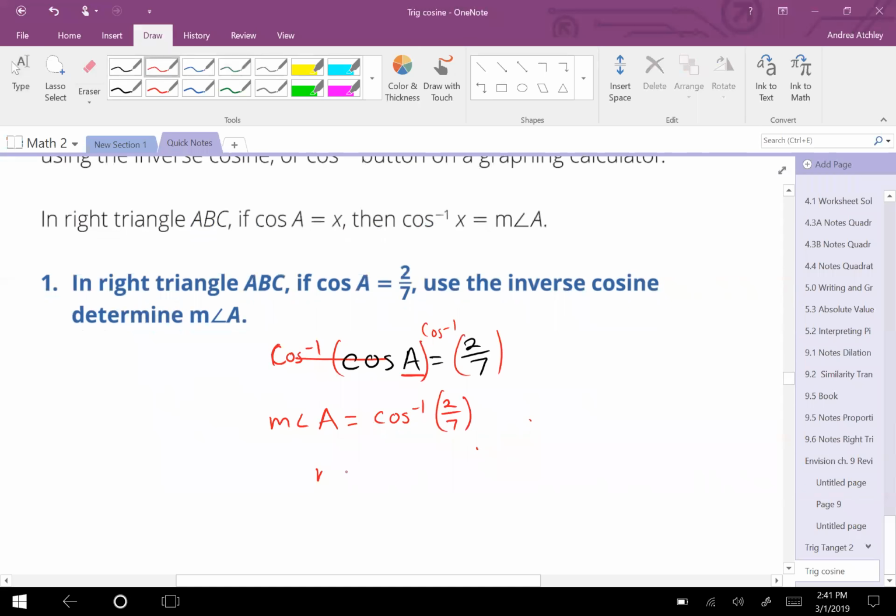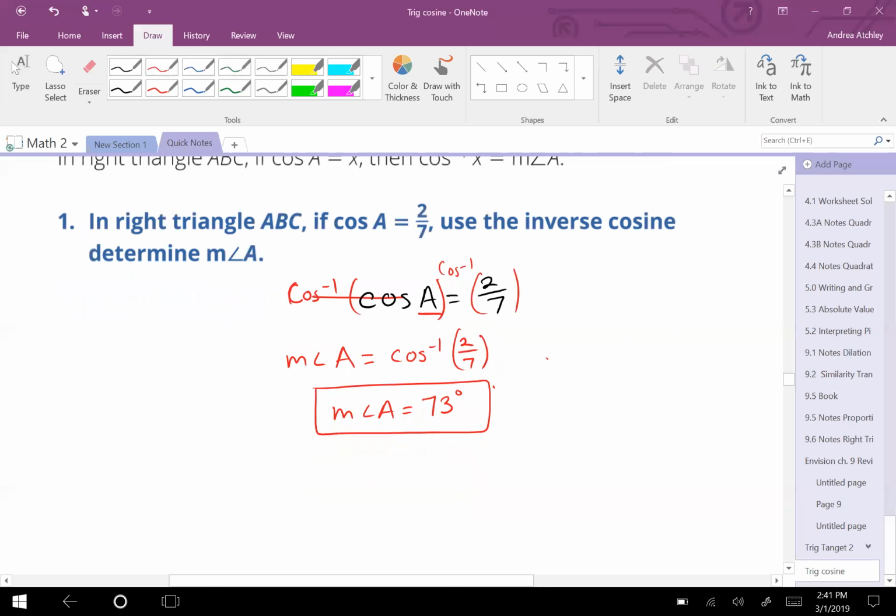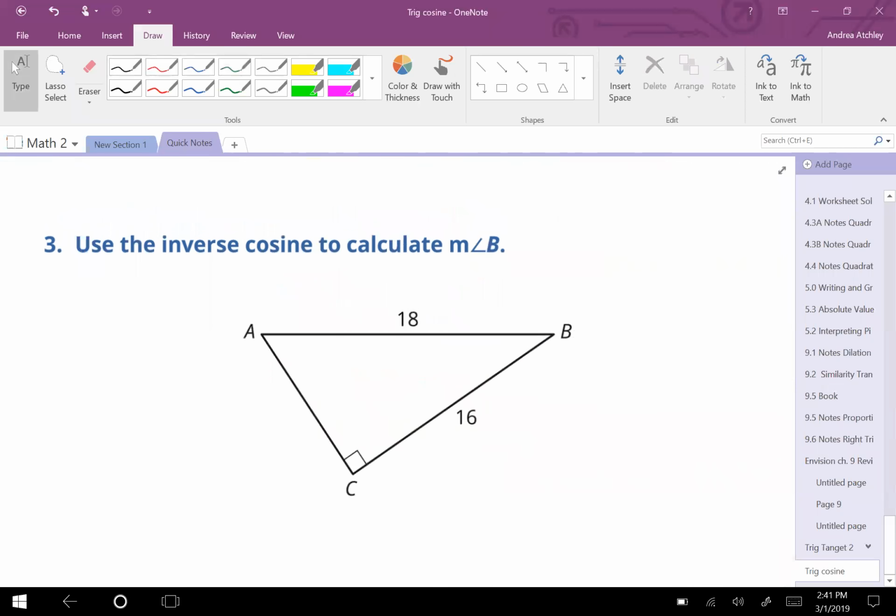So what does the measure of angle A equal? 73 point, let's measure, we'll just round it to the nearest degree, 73 degrees. Any questions over that? Okay, again, put a star on this one because your homework's going to have problems like this. Everyone find the measure of angle B.